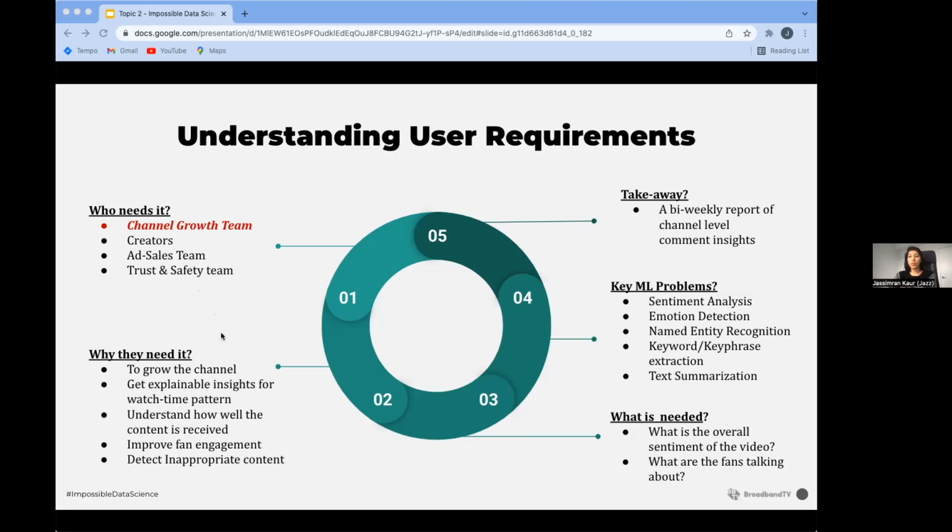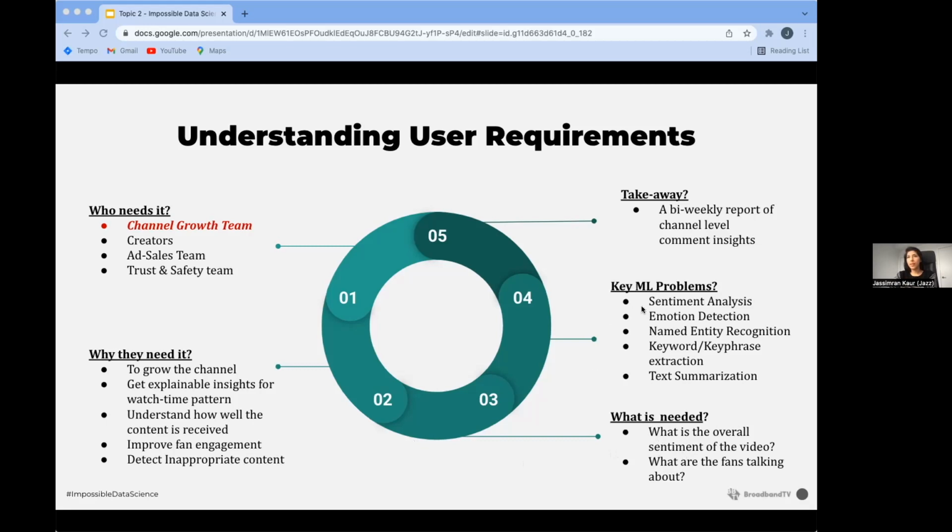And then it's also important for our trust and safety team to have quality content. Comments could provide a way for you to detect if there is something inappropriate, and it has been studied quite a bit in the past. So now from these requirements, we want to go to what is really needed. On a high level, we would just say, can you give me the overall sentiment of the video and what the fans are talking about? So just a small summary.